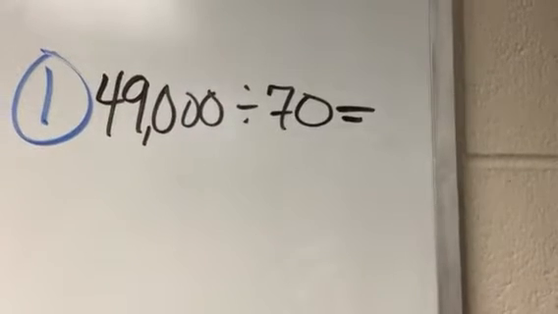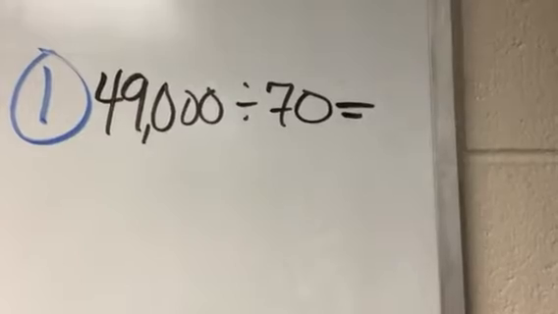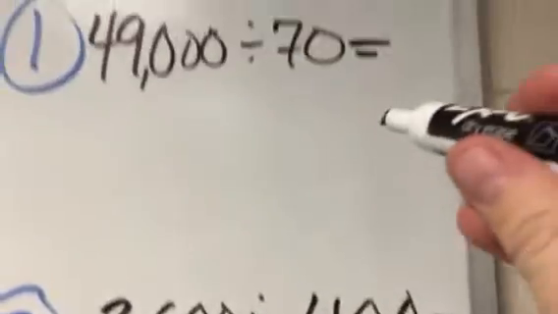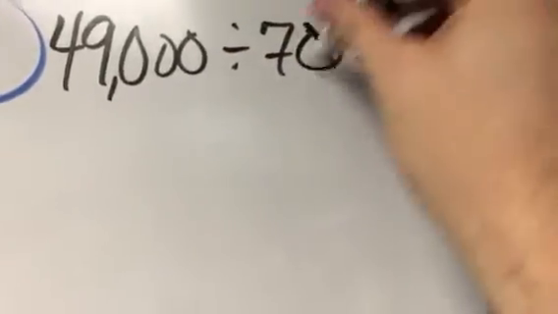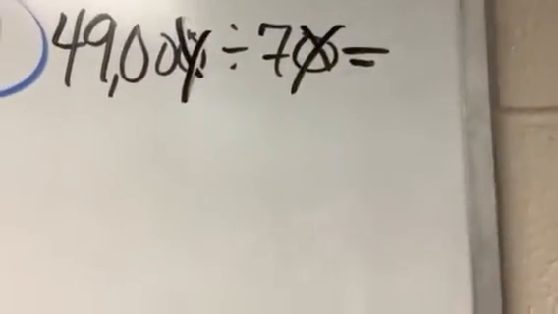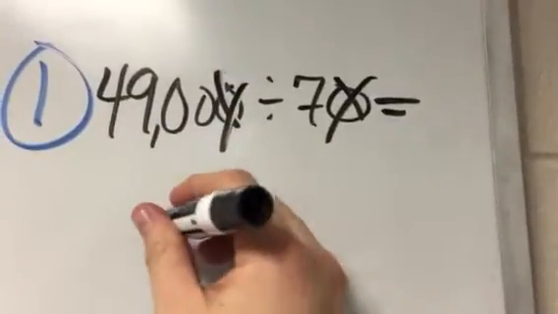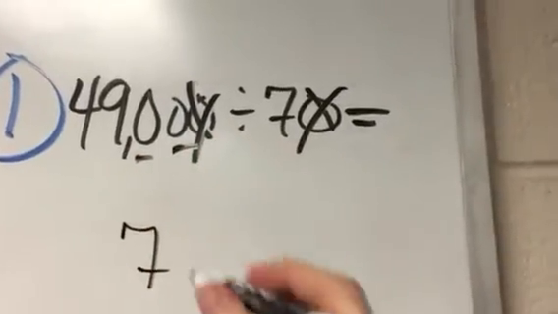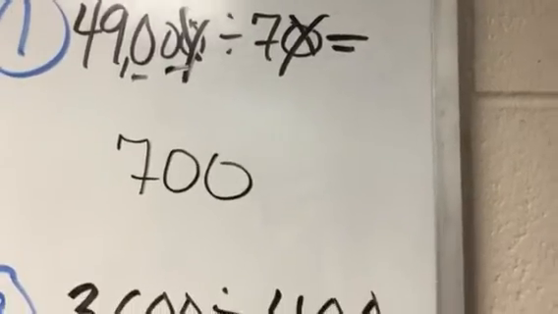49,000 divided by 70. Pause the video and see if you can figure out what you get. All right, let's see if you got it. First things first. Oops, sorry. We cross off the 0 in that one so that we can cross off one of the zeros in that one. Then I divide the leading digits. 49 divided by 7 is 7. And then I add what's left over. I had 2 leftover zeros. So I add 2 leftover zeros, get an answer of 700.